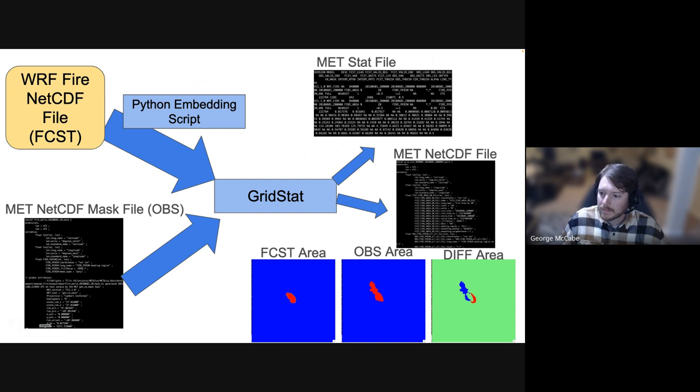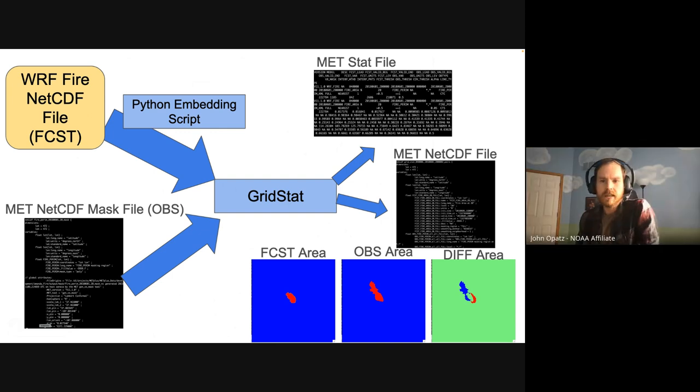Thank you, George. Appreciate your presentation on this. And as you mentioned, all the stuff showing the forecast area, obs area, and diff area, especially on this last slide, is going to be important because as we transfer to our next speaker, we're going to go over what exactly that means, what that can be used for, and how it plays a part in the verification of fire weather.